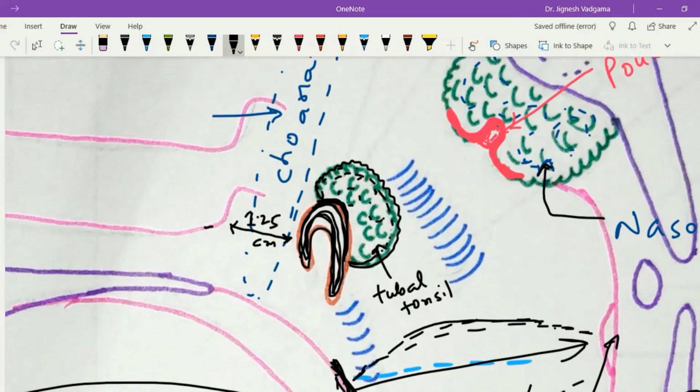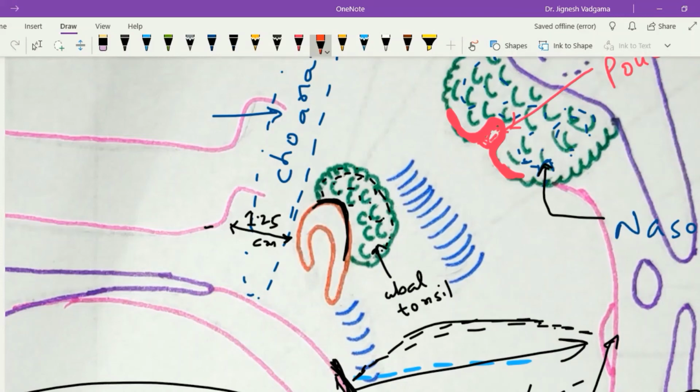This tubal elevation is the guide for the opening of this auditory tube, which is used at the time of catheterization of the auditory tube when a retracted tympanic membrane is there. So a surgeon will pass the catheter through the auditory tube opening with the help of the tubal elevation and blow air. It will cure the retracted tympanic membrane of the middle ear cavity.